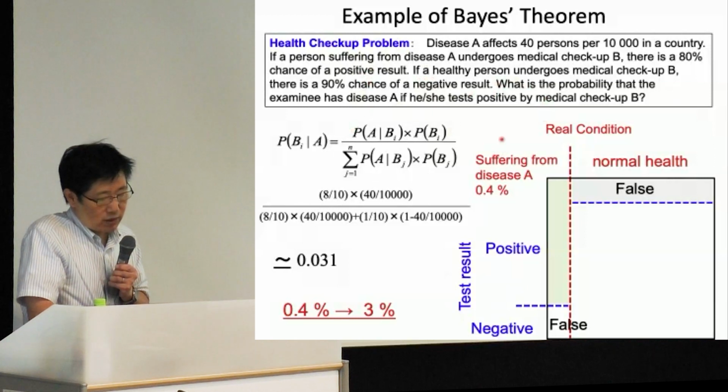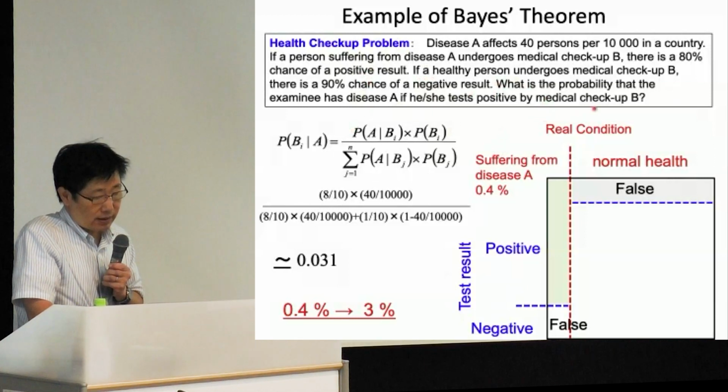So now the question is: what is the probability that someone has disease A if he or she tests positive by test B?